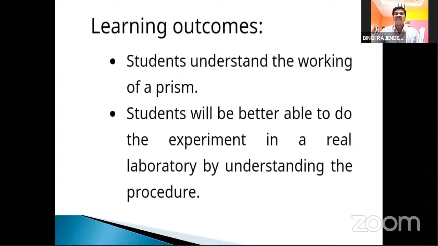The dispersion of light, or splitting of white light into 7 colors, can be learned through a prism. The water droplet also works as a prism. That is why we must learn about the prism. So this lab activity is very useful to us. From this lesson, the learning outcomes are that students understand the working of a prism, and students will be better able to do this experiment in a real laboratory by understanding the procedure. In this way, we learn about the dispersion of light and the prism.